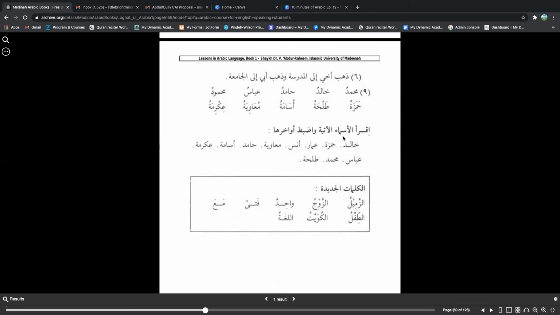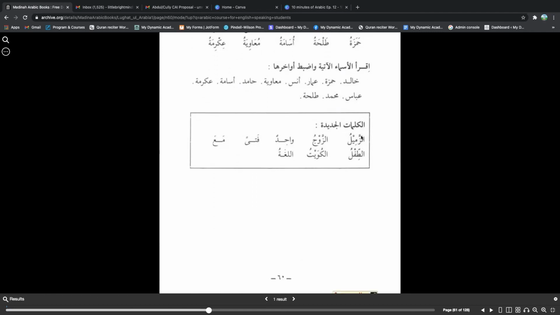اقرأ الأسماء الآتية واضبط أواخرها. Okay, read the following asma, the following nouns, and you want to put the vowel point, wadbut awakhirah. Put the right vowel point on the end of them. So here you're showing that you understand how to put the vowel points. And inshallah, the answer is right up there.